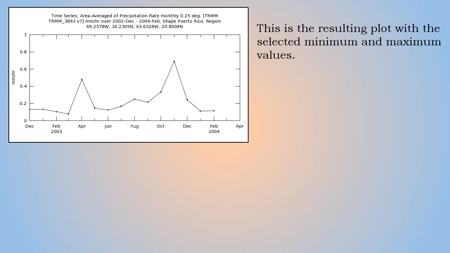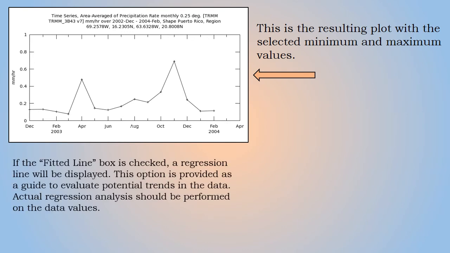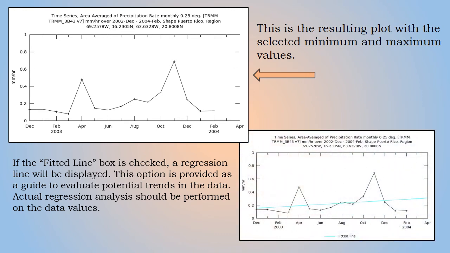At left is the resulting plot with the selected minimum and maximum values. If the fitted line box is checked, a regression line will be displayed. This option is provided as a guide to evaluate potential trends in the data. Actual regression analysis should be performed on the data values to obtain accurate statistics.